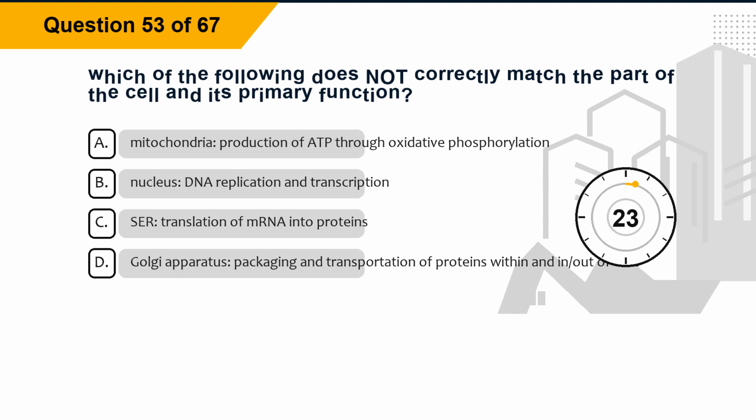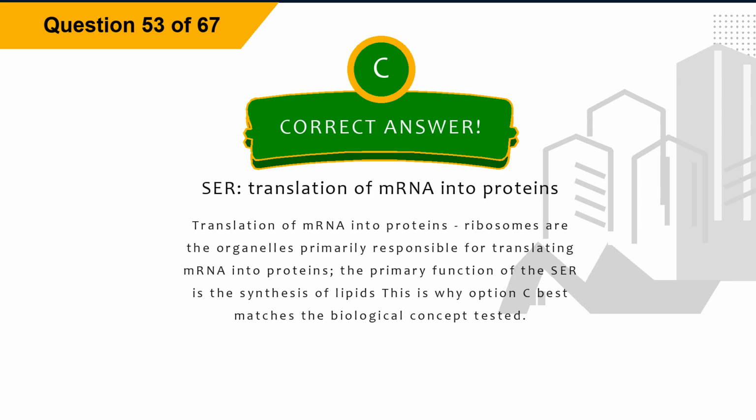Question 53. Which of the following does not correctly match the part of the cell and its primary function? Option A, mitochondria, production of ADP through oxidative phosphorylation. Option B, nucleus, DNA replication and transcription. Option C, SER, translation of mRNA into proteins. Option D, Golgi apparatus, packaging and transportation of proteins within and out of cells. The correct answer is option C, SER, translation of mRNA into proteins.